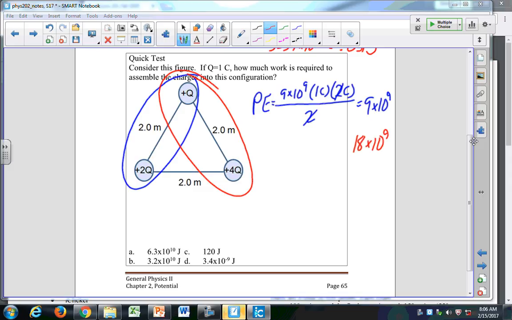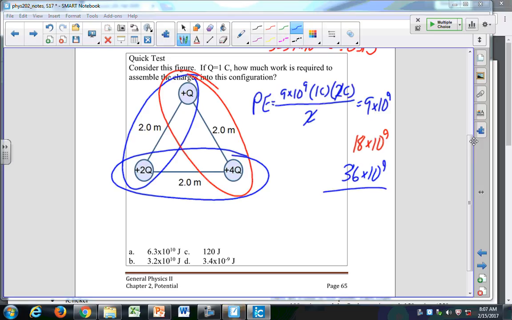And then I do this one. Am I right that I got 18 times 10 to the 9th? And this one I get 36 times 10 to the 9th? Yeah, 36. And then I add up all three of those. I add up the three potential energies, so it's 27, 57, 63. That adds up to be 6.3 times 10 to the 10. Just like what we did with the masses, except now instead of using GMM over R, we're using KQQ over R. Alrighty? Alright.